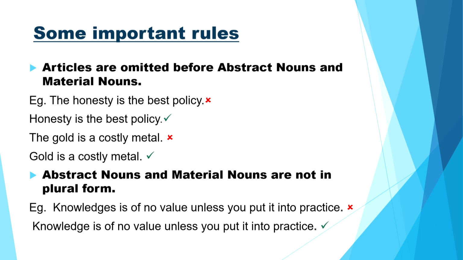Now, first, articles are omitted before abstract nouns and material nouns. For example, the honesty is the best policy. So, according to the rule, the will be omitted, hence the correct statement would be honesty is the best policy. The gold is a costly metal, again article the would be omitted, hence the correct statement will be gold is a costly metal. Moving on, another rule, abstract nouns and material nouns are not used in plural form.